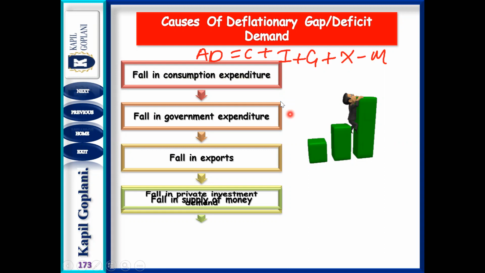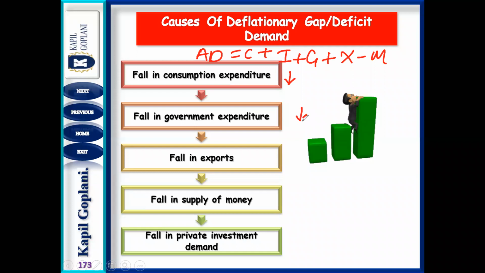As you can see, first is a fall in consumption expenditure, that is C. Then a fall in government expenditure, then a fall in exports, then a fall in money supply, and then a fall in private investment demand. This again gives the reasons. One more reason is X minus M. If exports have fallen and imports have increased, this can be another reason that AD is falling. So when AD falls, these are the particular reasons.